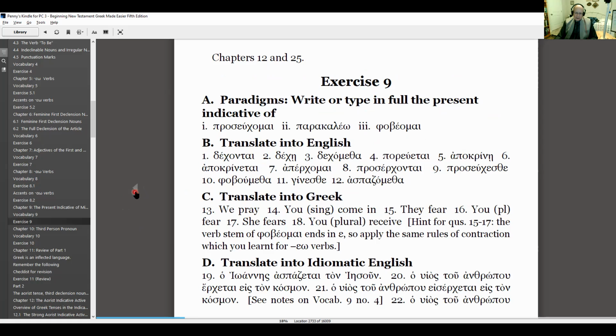I have not printed these out for you, except just to say on the homework page that you need to do exercise 9. Just use your own pages to complete this homework. You also don't need to write the Greek, although it's a good exercise, but you do need to write the English translation.